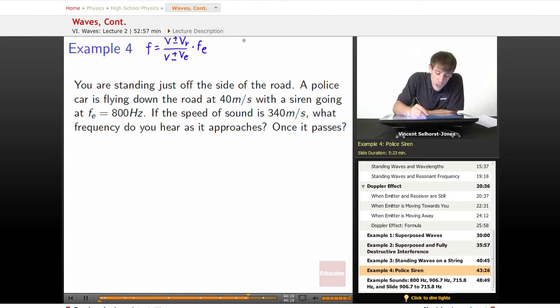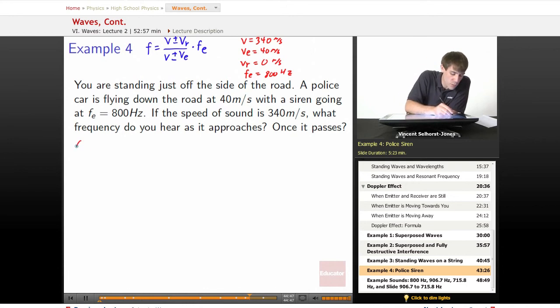So just to mark everything off from the beginning: v, the speed of our medium, is 340 meters per second. That's the speed of sound here. The car is flying down the road at 40 meters per second, so the emitter is moving at 40 meters per second. Is the receiver moving? No, you're just standing there, so you've got 0 meters per second. And finally, the frequency emitted is equal to 800 hertz.